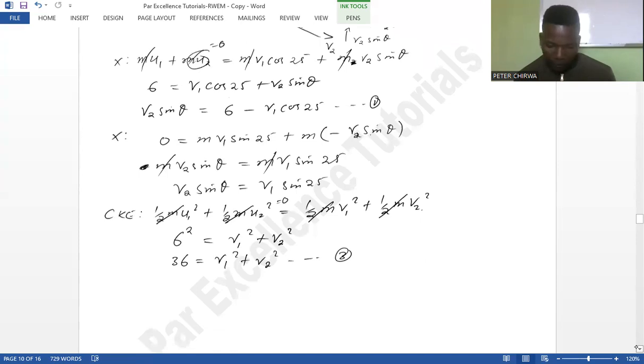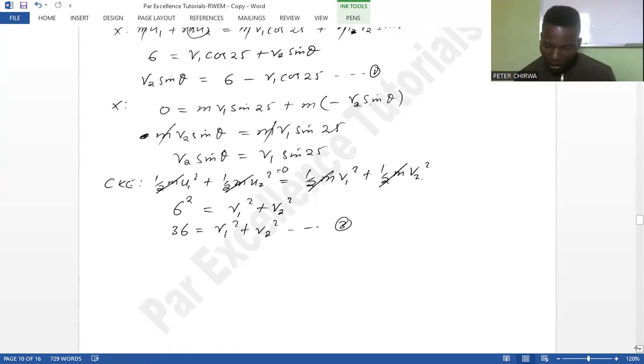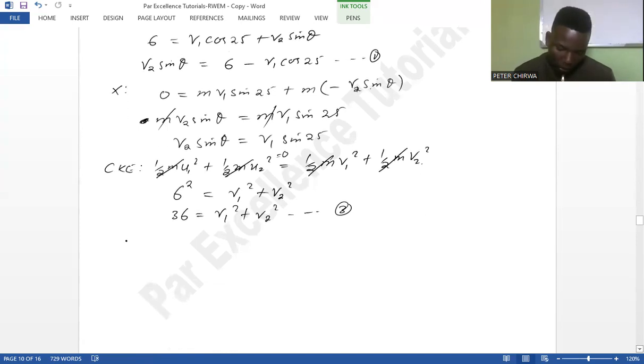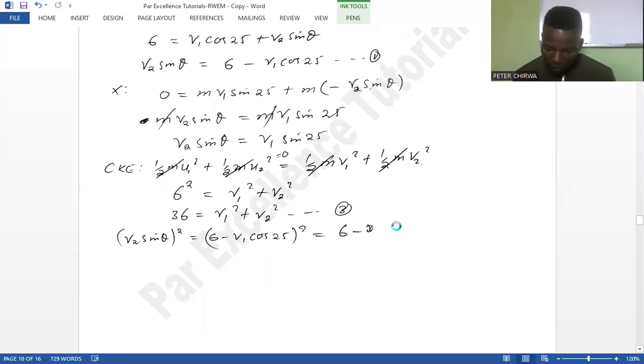So now, if we square equation 1, we're going to have v2 sine theta squared equal to 6 minus v1 cos 25 squared. A lot of people confuse that. So you can distribute that like that.